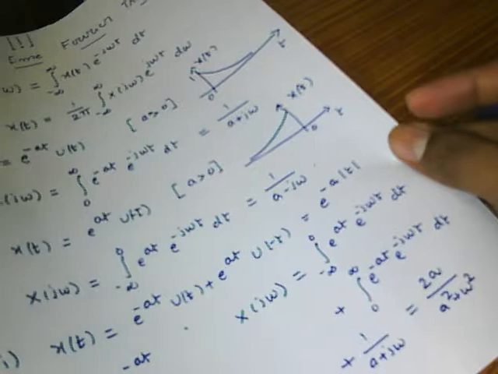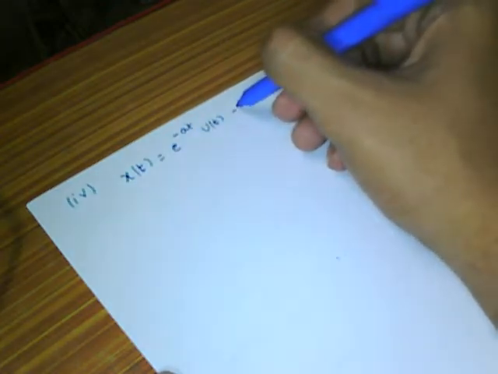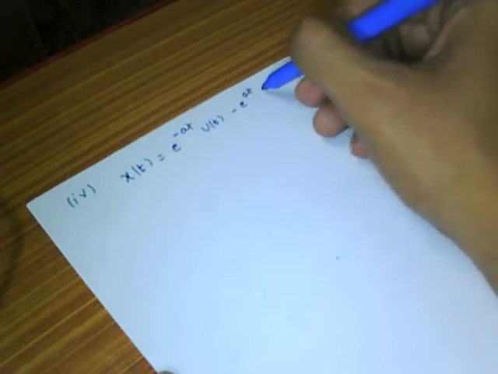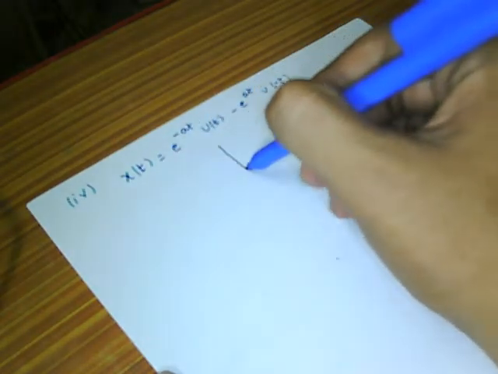Next we move on to one more example. What happens if I subtract the two signals? Let me take that as the fourth one. That is, x of t is equal to e power minus at u of t minus e power at into u of minus t. If you look at its plot, it will look something like this.